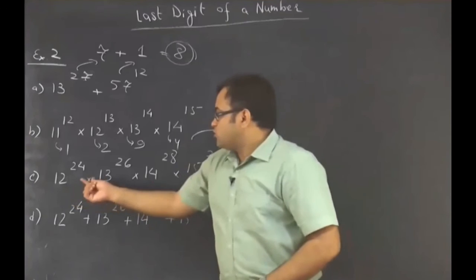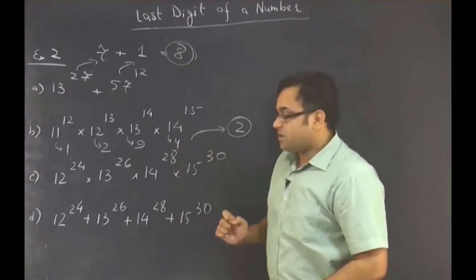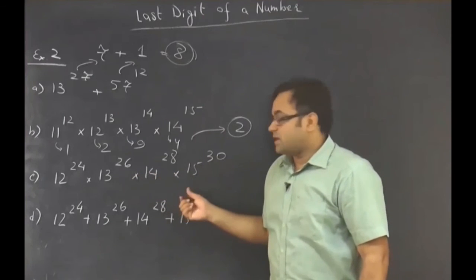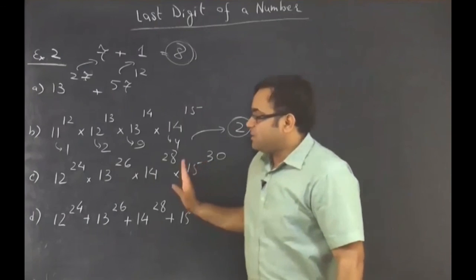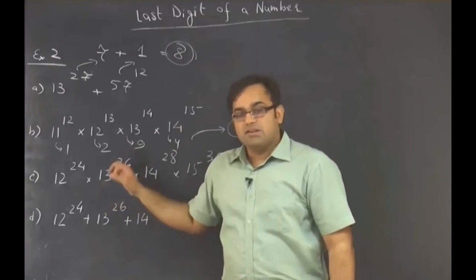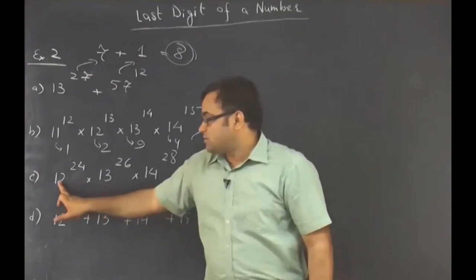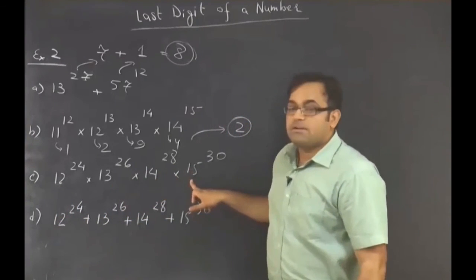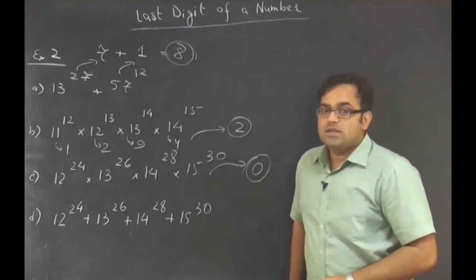Third one, 12 to the power 24, 13 to the 26, 14 to the 28, 15 to the 30. A very important thing to observe here is that there is a 5 in one of the terms which are being multiplied. Because there is a 5, the last digit of this number will always be 5. Now 5 multiplied by an odd number will give me 5. 5 multiplied by an even number will give me a 0. Because I've got a 2 and 4 here, definitely the product of these three numbers will be even. And an even number multiplied by 5 is 0. So even without calculating anything, I know that the answer has to be 0.